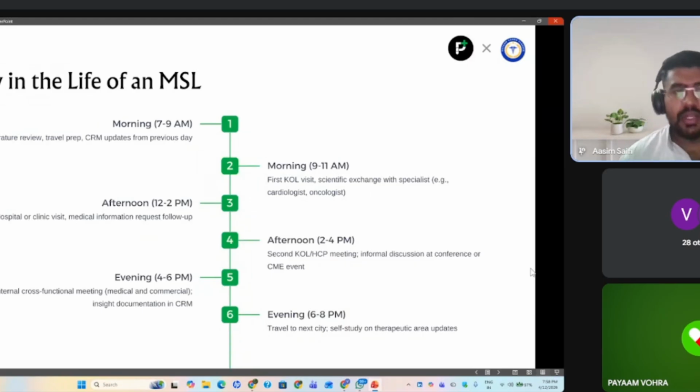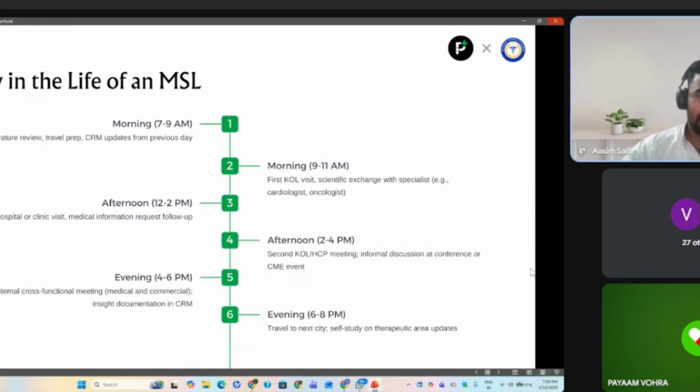Morning 7 to 9: literature review, travel preparation, and CRM updates from the previous day. Morning 9 to 11 is the same as a usual working professional. If I were going somewhere, I would prepare myself and do these things. So 9 to 11, visit KOLs, scientific exchange with specialty cardiologists, oncologists. Afternoon, hospital or clinical visit. Yeah, this is an important thing.